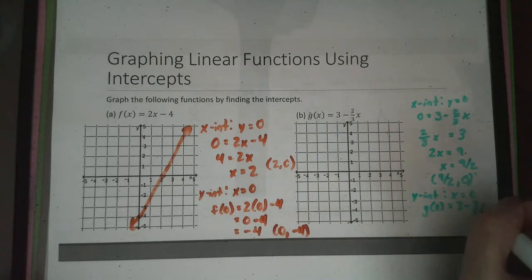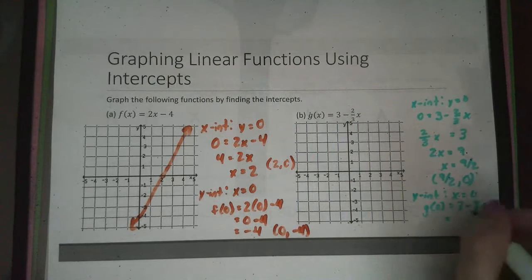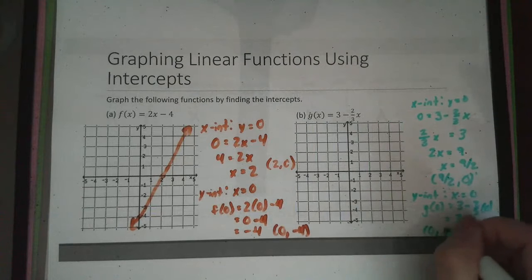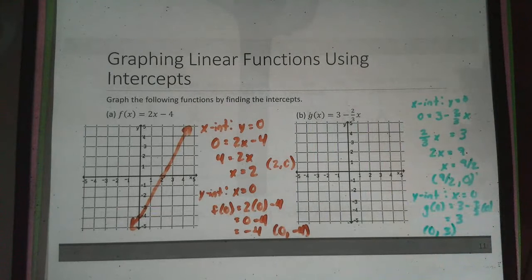For my y-intercept, I let x be equal to 0, and g of 0 is equal to 3 minus 2/3 times 0, which is 3 minus 0, or just 3. So when x equals 0, y equals 3.